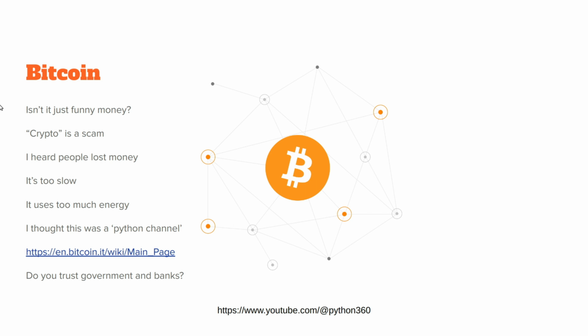So, typical questions here. I'm sure you've seen these before. Isn't it just funny money? Crypto is a scam. Or as we know, Bitcoin is not crypto. I heard people lost money, it's too slow, uses too much energy. I'll let you research all those because I'm not going to preach, but I think if you ask all those questions and you do your research, you'll find answers to the contrary on most of those.